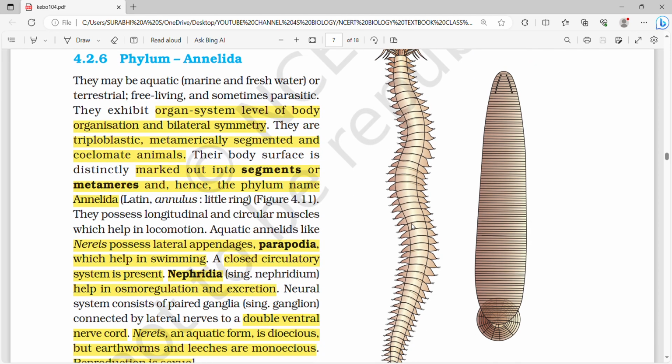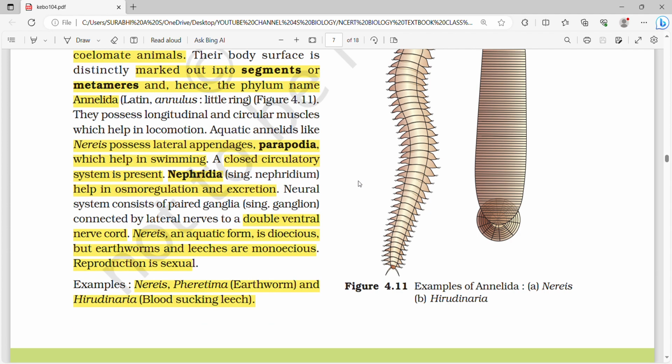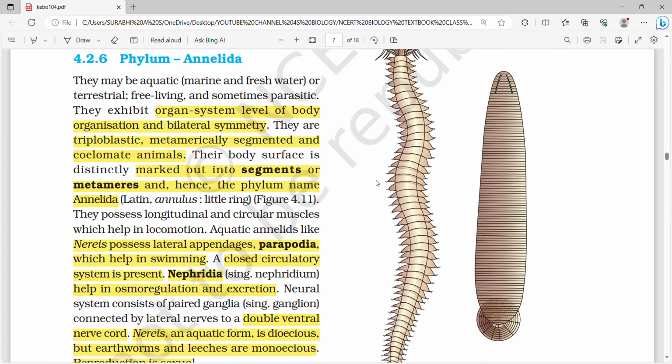They have organ system level of organization with bilateral symmetry. So if you divide this in one plane, there are two symmetrical halves. They are metamerically segmented. Their bodies are marked out into segments or metameres. So they have the property of metamerism, and Nereis possesses lateral appendages, that is parapodia, which help them in swimming. So this is one of the annelids.